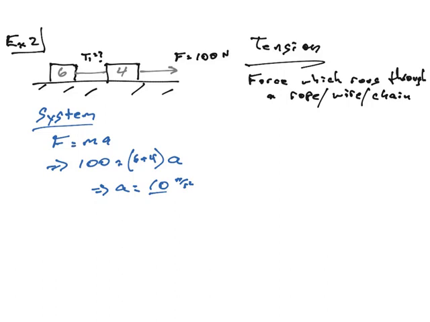Next, what I want to say is this. If I could figure out how much block 4 requires in force to get to his acceleration, then all I have to do is say, I gave him a certain amount of force, he only uses this much of it, whatever's left over is how hard he's pulling on block 6 with tension. So we look at block 4.